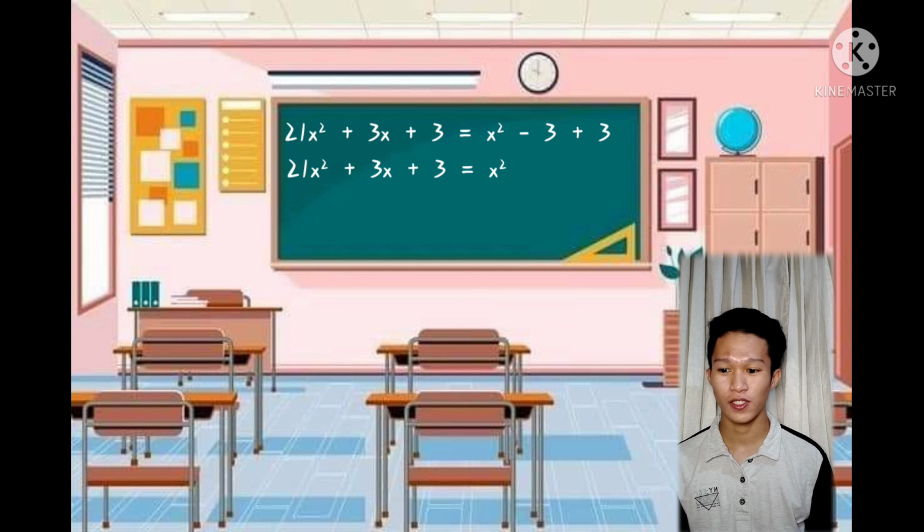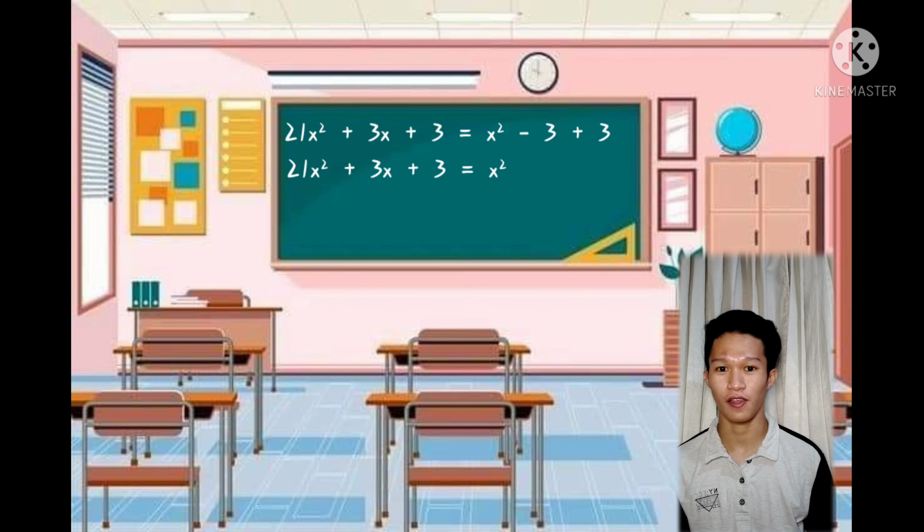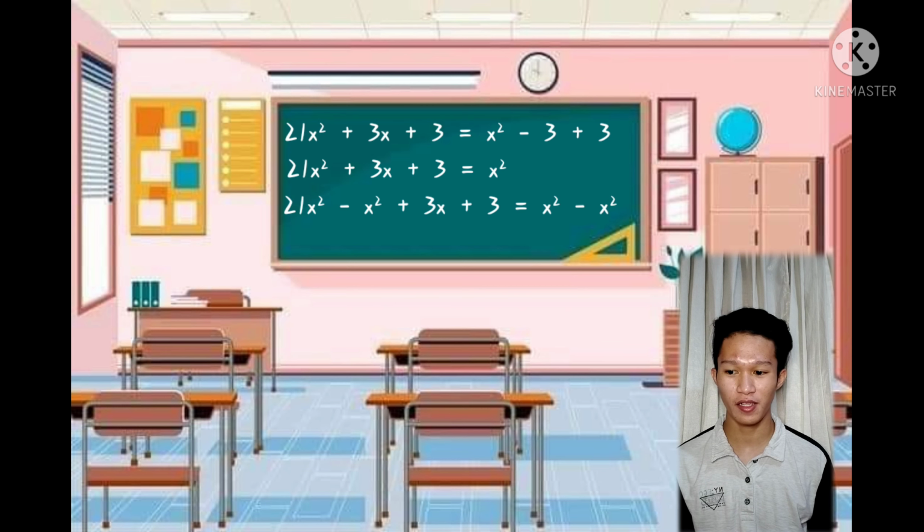But still it is not in standard form, so we have to continue by adding negative x squared to both sides to eliminate x squared and convert it into standard form. So we will have 21x squared minus x squared plus 3x plus 3 is equal to x squared minus x squared.